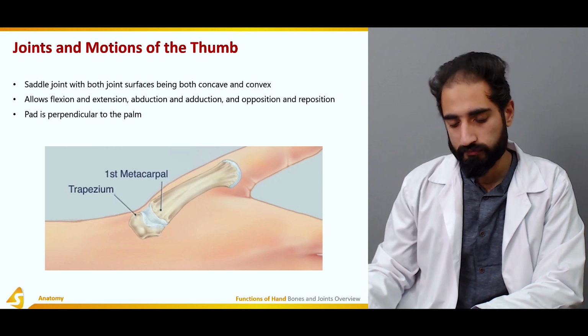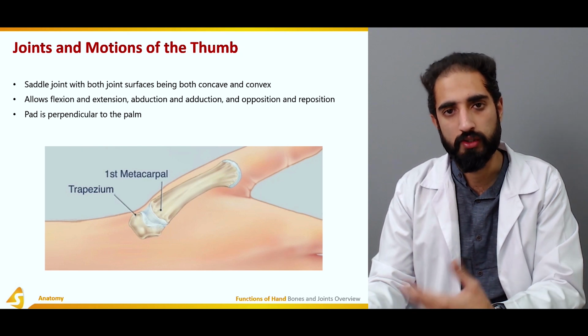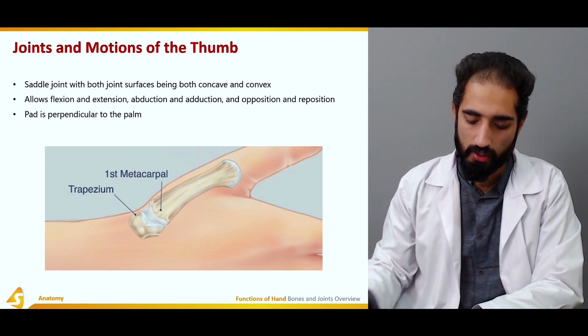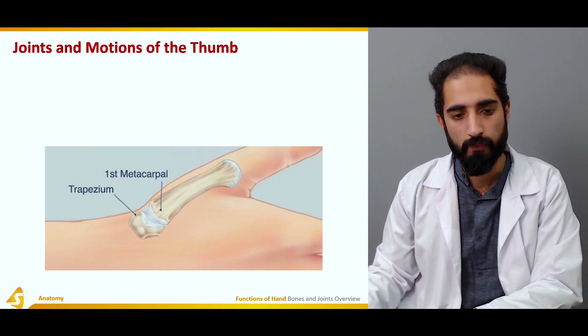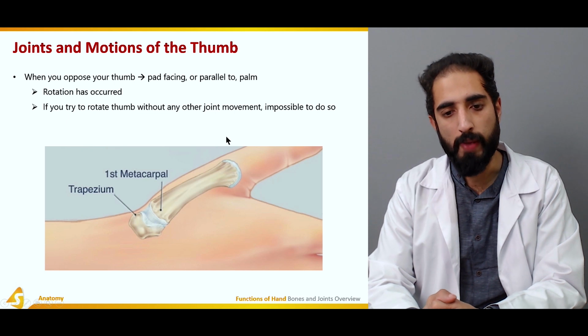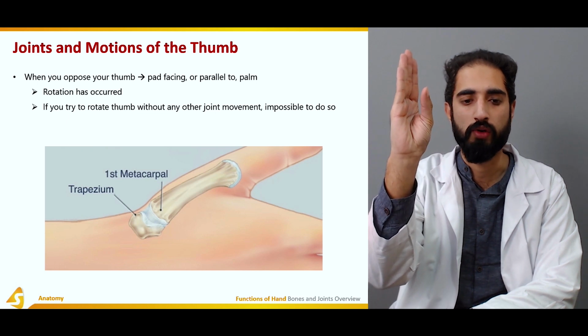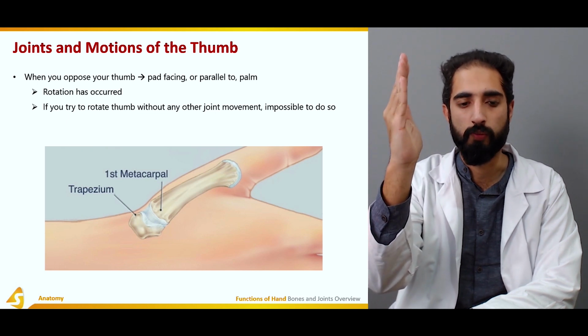In the normal position, we can say that the pad of the thumb, in the anatomical position, is perpendicular to the palm, making a 90-degree angle. And when we oppose our thumb, the pad is facing or parallel to the palm. For example, this is my anatomical position. If I bring my thumb here, this is known as opposition and this is reposition.